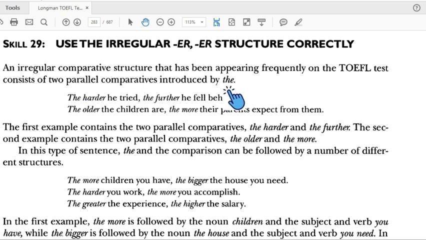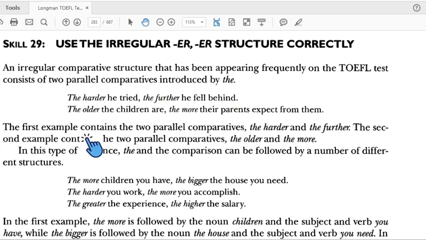Okay, in the comparative we can use "the", but we make it parallel. There are two comparatives here. If you want to use "the" but there is no second one, the sentence is wrong. For example, it will be one parallel structure: "The harder you try, the farther you fall behind" is right. If they use "the", there are two. For example, "The older the children are, the more their parents accept from them."